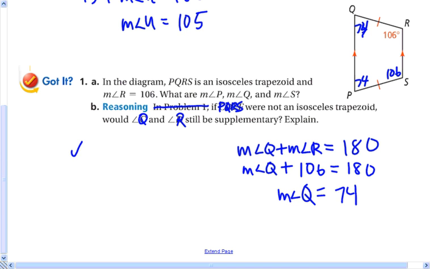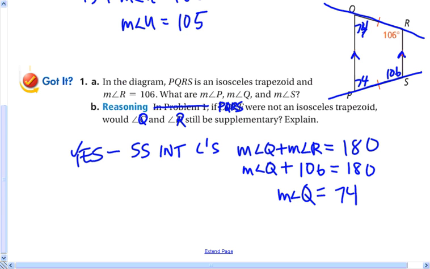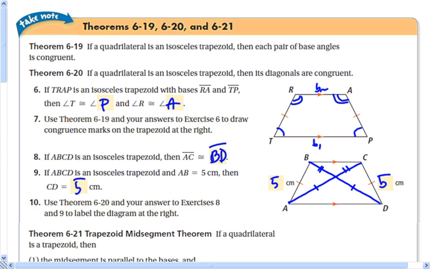And the answer to that is yes, because by definition of a trapezoid, there's one set of parallel lines. So given that those are parallel, we can think of this as a transversal or this as a transversal. And so same side interior angles would be supplementary. Same side interior angles are supplementary. All right, let's go and try problem number 2.